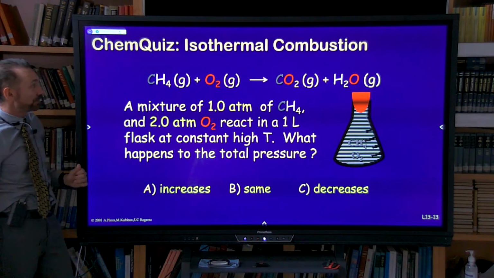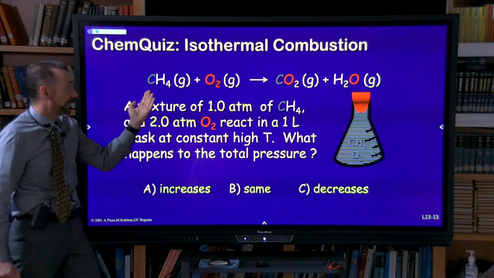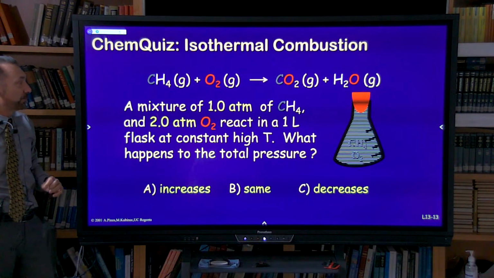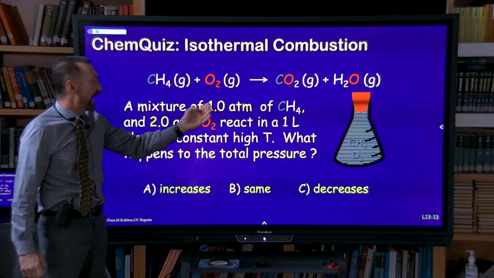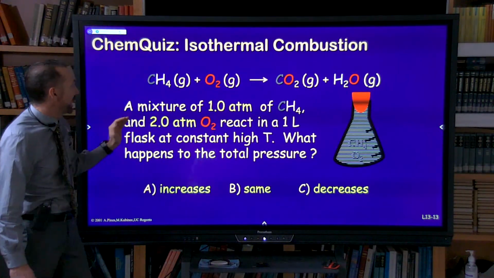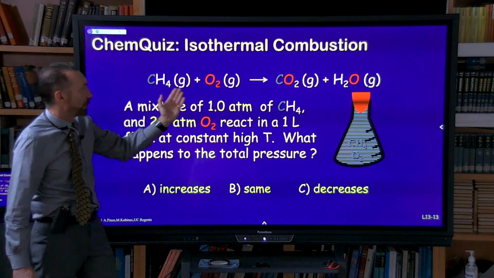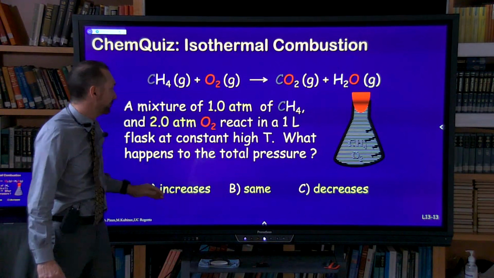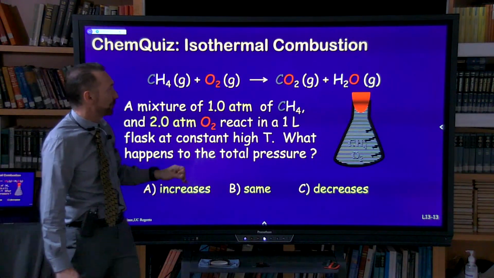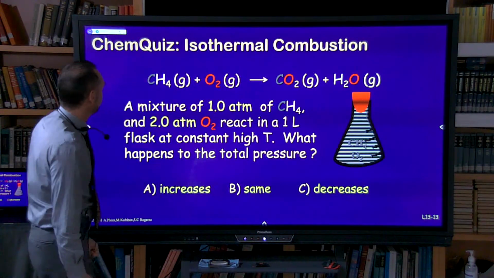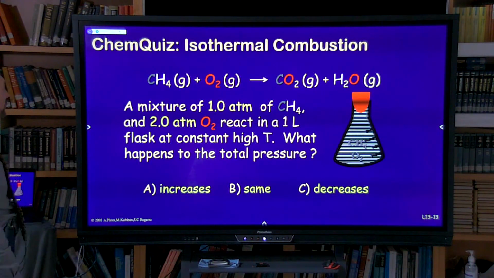So here's isothermal combustion. And again, hydrocarbon burning in oxygen makes carbon dioxide and water. A mixture of an atmosphere of methane and 2 atmospheres of oxygen react. According to this balanced chemical equation, what happens to the total pressure? They react completely. Oh, I guess I shoot. Well, I'll talk it through because maybe I'm giving some of this away.